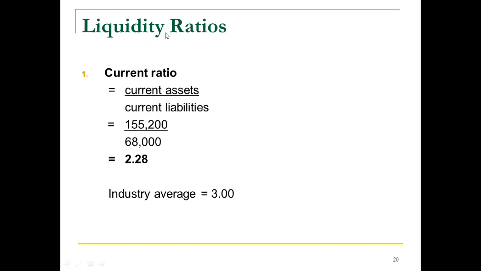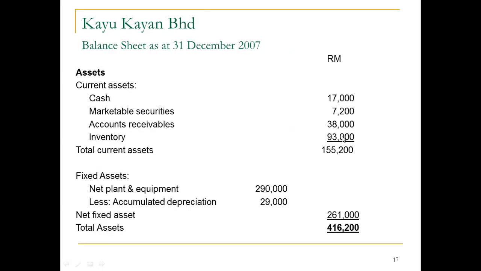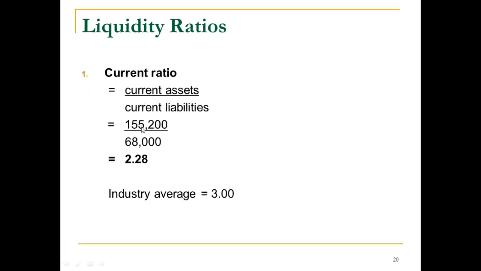For example, if you look at liquidity ratio, the first ratio here is the current ratio. The formula is current assets divided by current liabilities. So we refer back to our balance sheet. You find your total current assets here, which is 155,200 ringgit. Then you divide by current liabilities, which is 68,000. So 155,200 ringgit divided by 68,000, then your current ratio is 2.28.